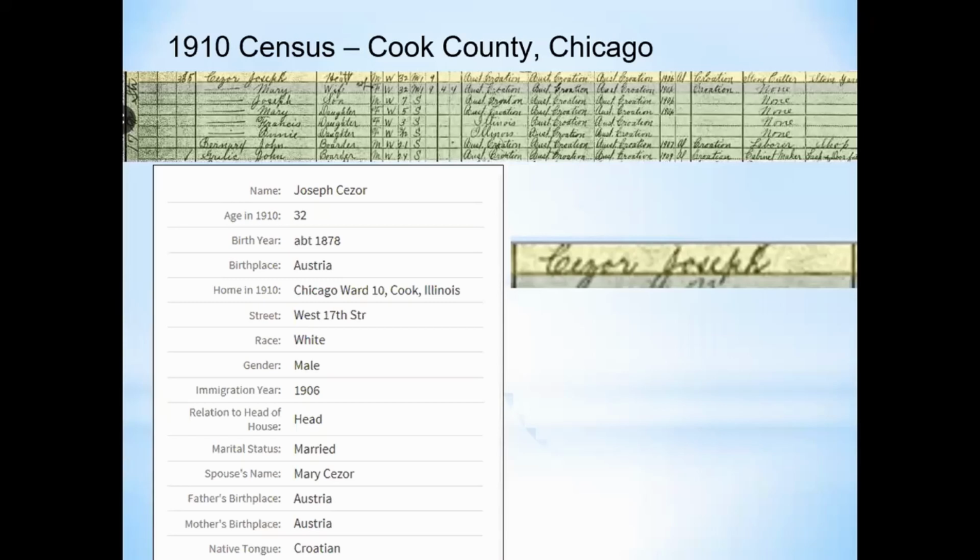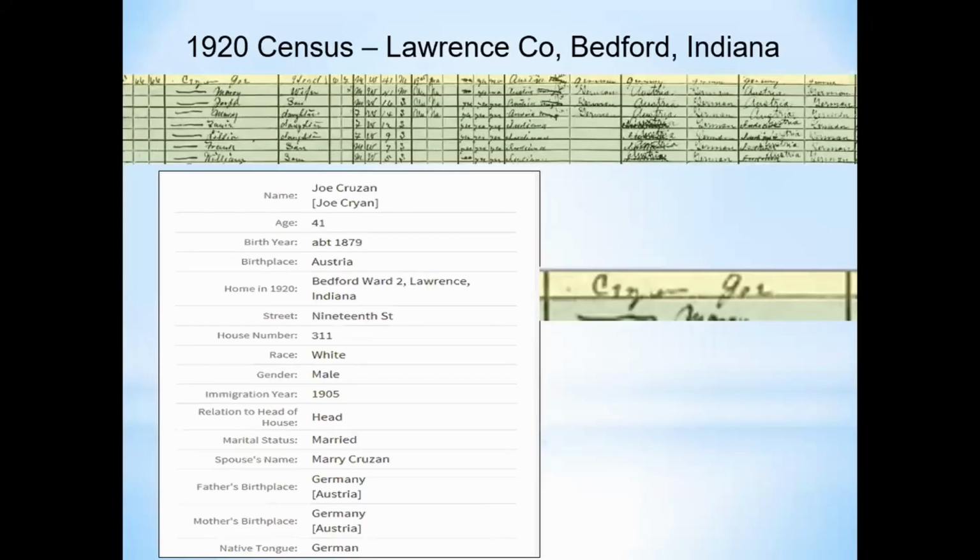And it says that they are Austrian, and their native tongue is Croatian. So we're just going to keep track of what their native tongue is supposed to have been in all these different censuses because we get some different answers. It also tells us the immigration year of 1906, which if we didn't have that information would be useful information for us. Now, 1920 is when we start to have our problems with this family. So as you can see, I've blown it up again, and I think it looks like CEZ, but then the letters after the Z are kind of all scribbled together.